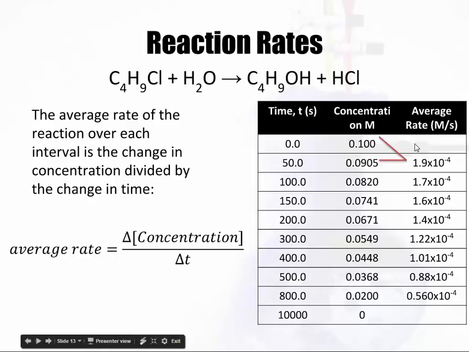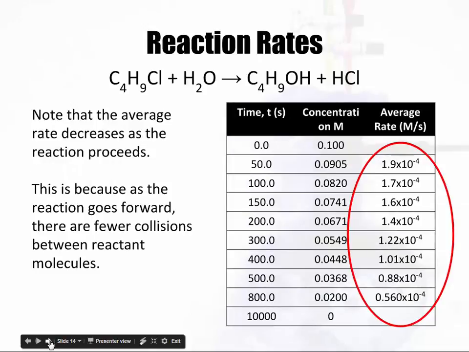So for example, if we wanted to calculate the 1.9 times 10 to the negative 4th, the rate, we would have taken 0.0905 minus 0.1, so the final minus the initial, divided by the change in time. So it would be 50 minus 0. So let's try an example using this equation. Change in concentration over change in time gives us the rate, how fast it's going to react.